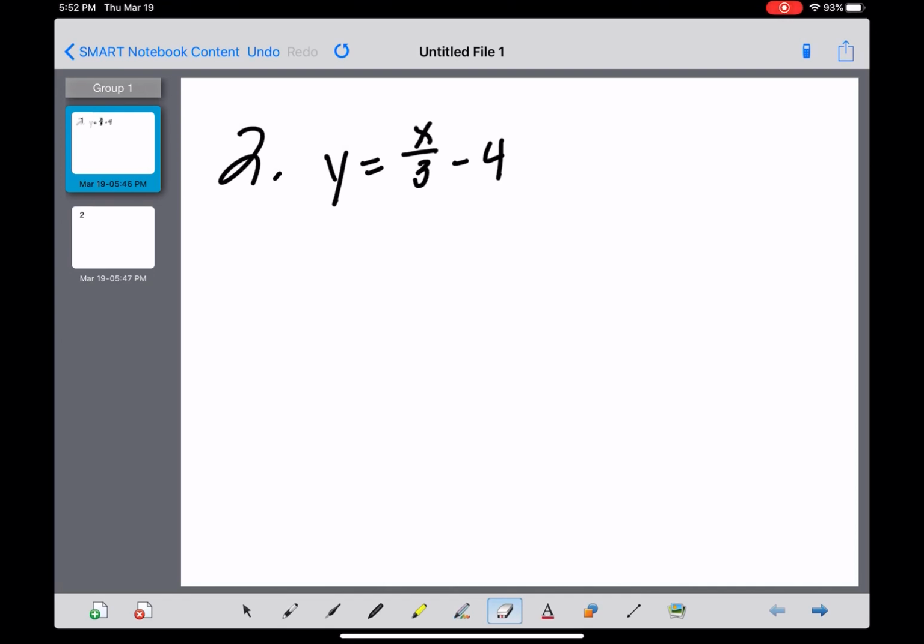The directions for number 2 say graph the linear equation, but because I can't see your graphs, there's no way for you to input a graph for me. What you're going to do is list 2 points on that graph. So we're going to do it the same way you would as if you were graphing. You'd make an X and a Y chart, and you'd pick 2 values for X.